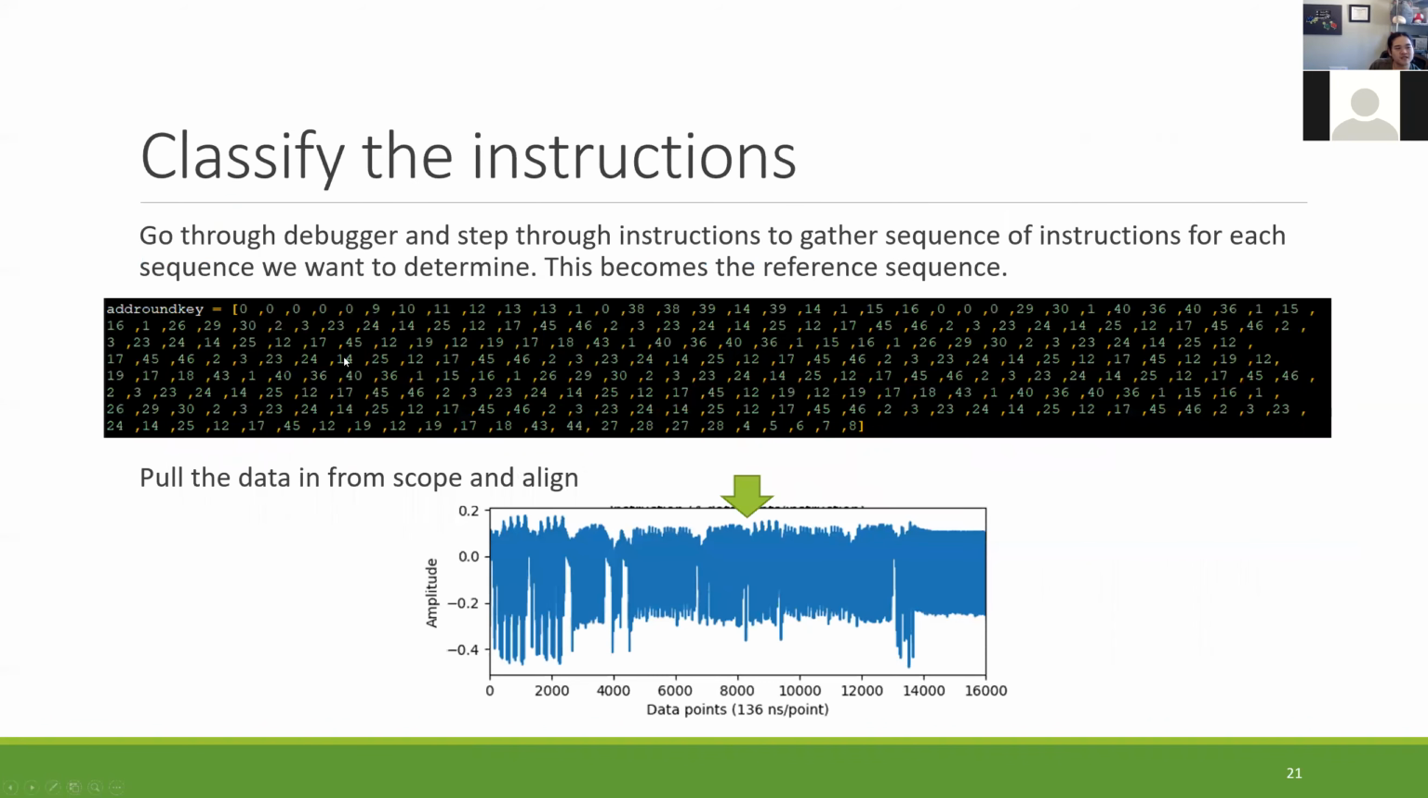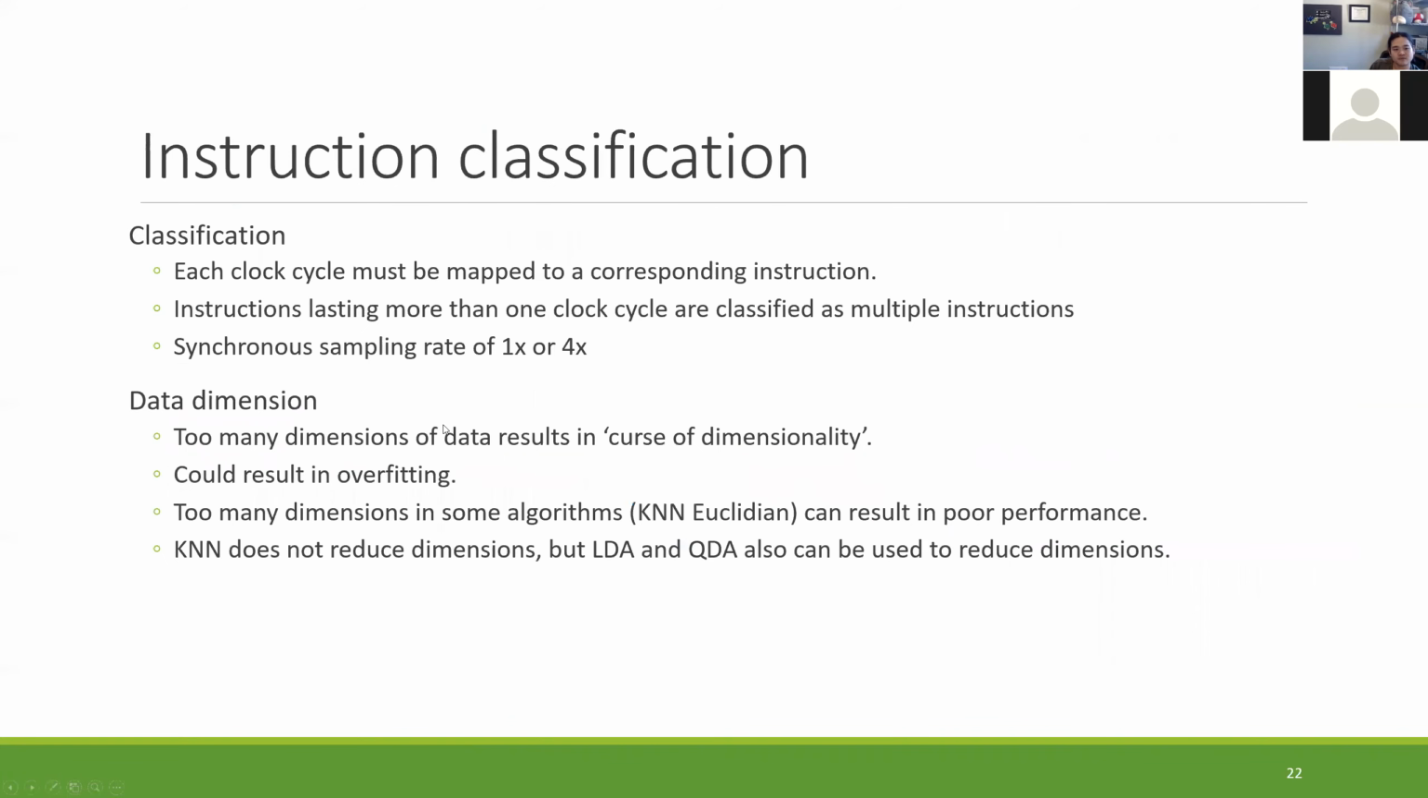So here we can now classify the instructions. The sequence of instructions, in this example, I went through the debugger and figured out the sequence of instructions. You can pull the data in the trace and align to it. Once you have this information, you can do a classification on each point in time. Which point in time is correlated with which instruction, okay?